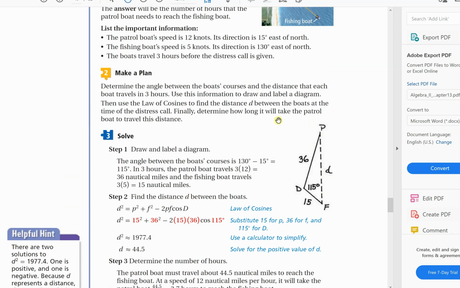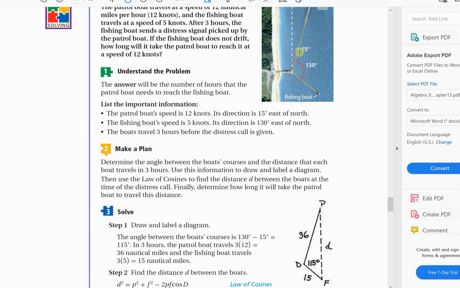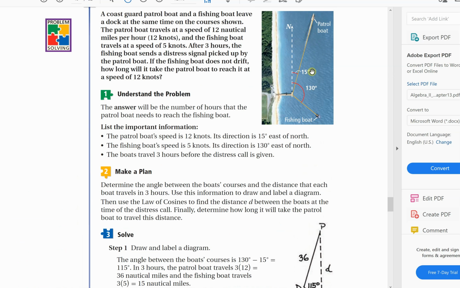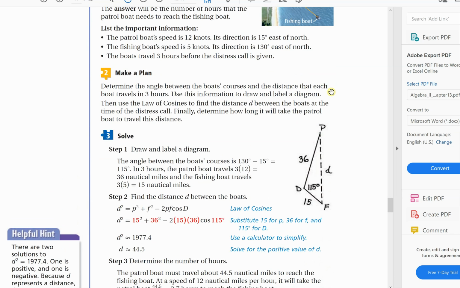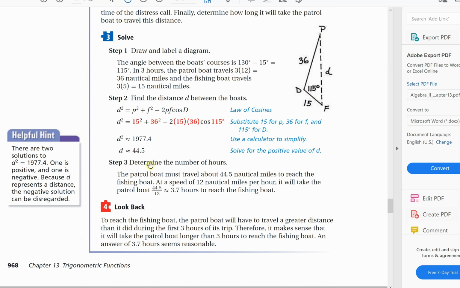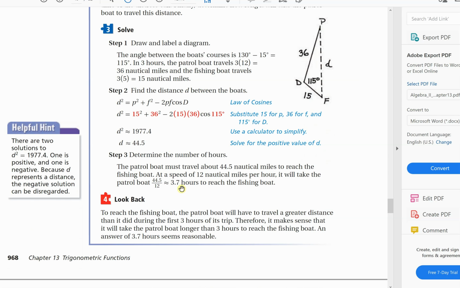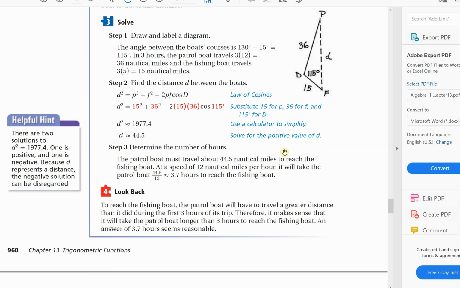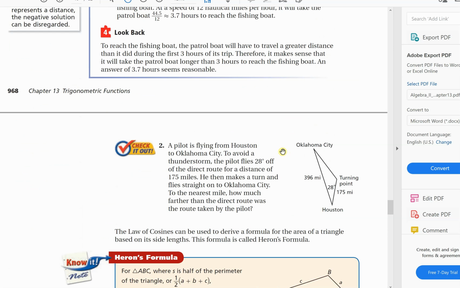How do we figure out this degree measure? Well, we've got 15 degrees this way, we got 130 this way, so just subtract, and the angle measure right here is 115. Work it all out, D is 44.5. So divide that by 12, it's going to take them about 3.7 hours to reach the boat. Now that's assuming there's no drift.